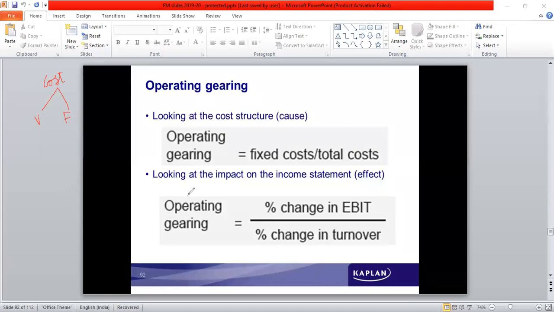So the concept of operating gearing is calculated as the portion of fixed cost in the total cost. If they spend the total cost, what percentage of their cost is fixed in nature? Fixed cost divided by total cost. So why are we separating fixed cost? By definition, what is the meaning of variable cost? What do you understand by variable cost?